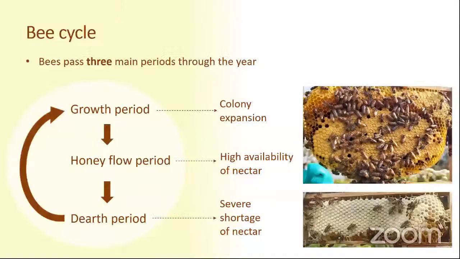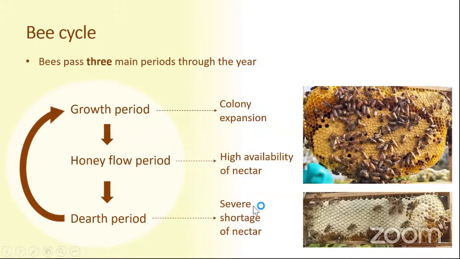When we think about the bee cycle, we can identify mainly three cycles: the growth period, honey flow period, and dearth period. Actually, this honey flow period and dearth period you can find in alternate seasons in tandem, right? During the honey flow period, the flowers are available in the environment. And the dearth period means you cannot find enough flowers, especially in the dry season.